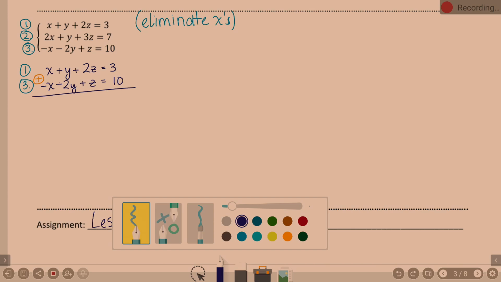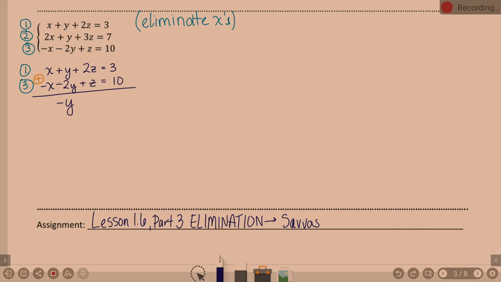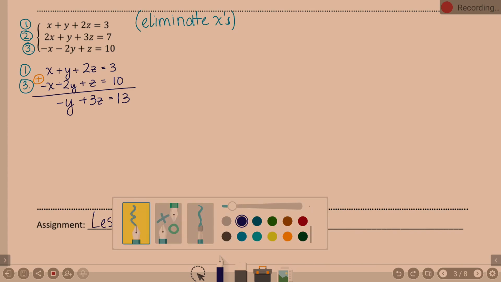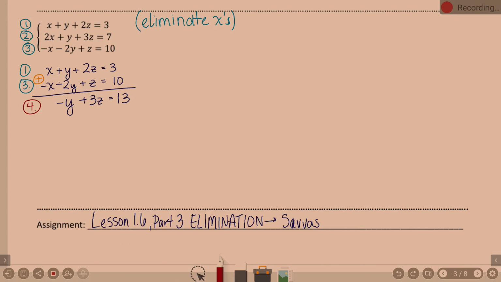Y plus negative 2y. Negative 1y, or negative y. 2z plus z, 3z, equals? 3 plus 10 is 13. Okay, I'm going to call this equation 4. Again, just part of my organization. Okay.